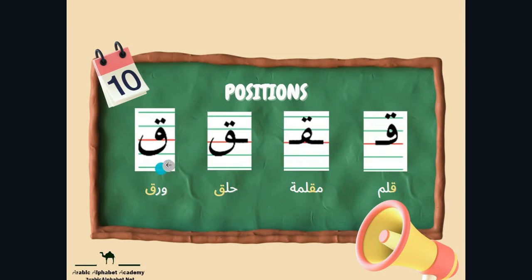And finally, we can find the letter Qaf written like in its original form in the alphabet when it's not connected to any letter, like in the example of waraqon, paper.